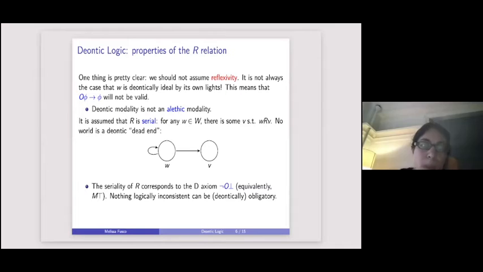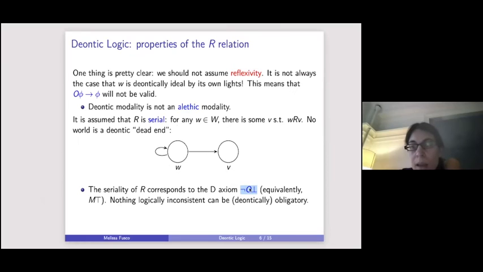The seriality of R corresponds, in correspondence theory, to the D axiom. That means that whenever R is serial, the sentence not ought bottom will be true, right?